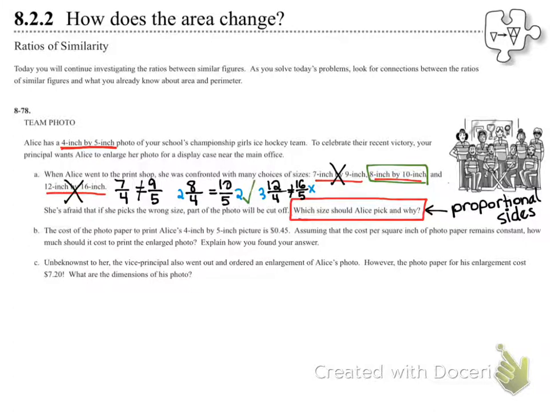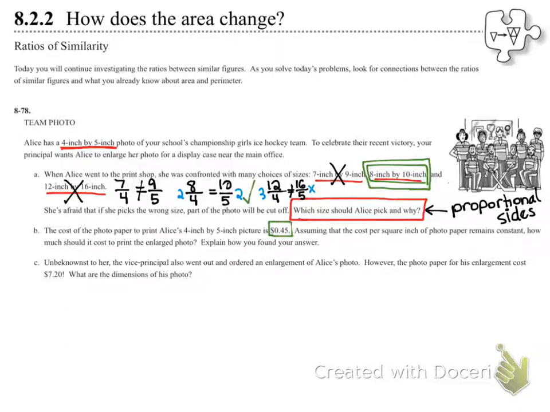So what size should Alice pick and why? Well, she should pick that 8 by 10 option because it has proportional sides with the original 4 by 5 photo. So that's part A. All right, let's look into part B. It says, the cost of the photo paper to print Alice's 4 by 5-inch picture is 45 cents.